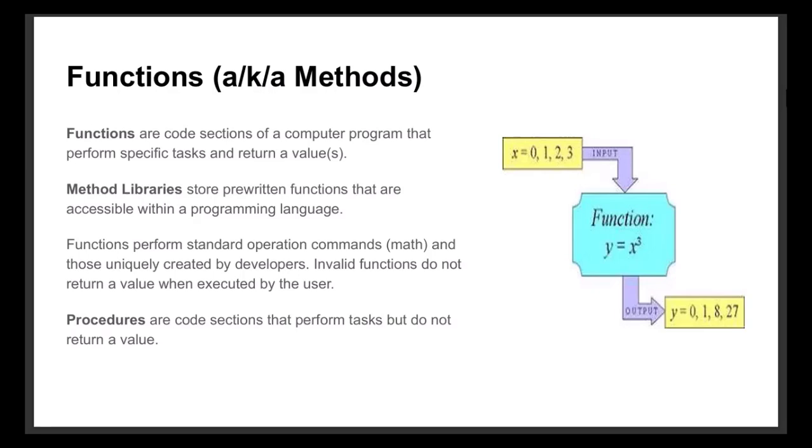Functions are sections of code in a program that will perform a specific task or equation and return a value. One type of function is a method. A method is when we create pre-written functions that can be accessible in our program through a method library. The method library will be the location where our code can go and access all of the different functions and mathematical expressions that will be completed within our program code.